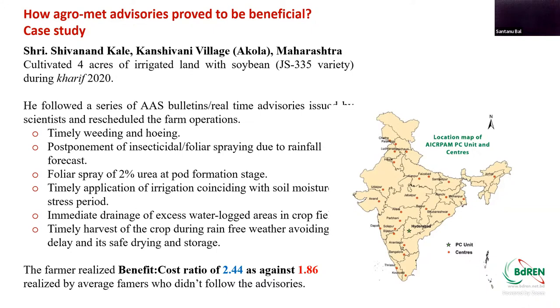So this is, for example, one farmer who grew soybean on 4 acres of land. He followed the agromet advisories, like whether he should go for sowing, at what time, and spraying and all those aspects, what is the best time to go for fertigation. So here he got a benefit cost ratio of 2.44 compared to 1.86, which was earned by the farmers who did not follow the advisories. So this is just one example of how these agromet advisories can be beneficial.